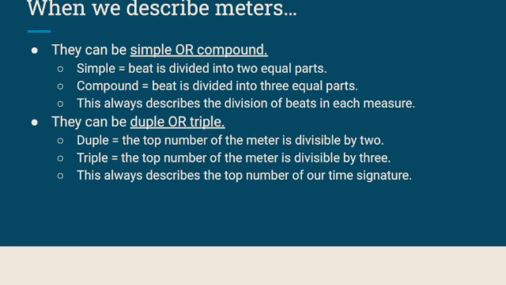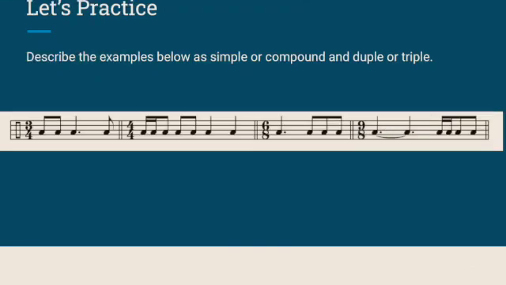And then they can also be described as duple or triple. So duple means the top number is divisible by 2, or is 2, and triple means the top number of the meter signature is divisible by 3, or it is a 3. So this describes the top number of our time signature. So if we're looking here, and we wanted to practice, we're going to say simple or compound and duple or triple in that order. So if we're looking here, 3/4 time.